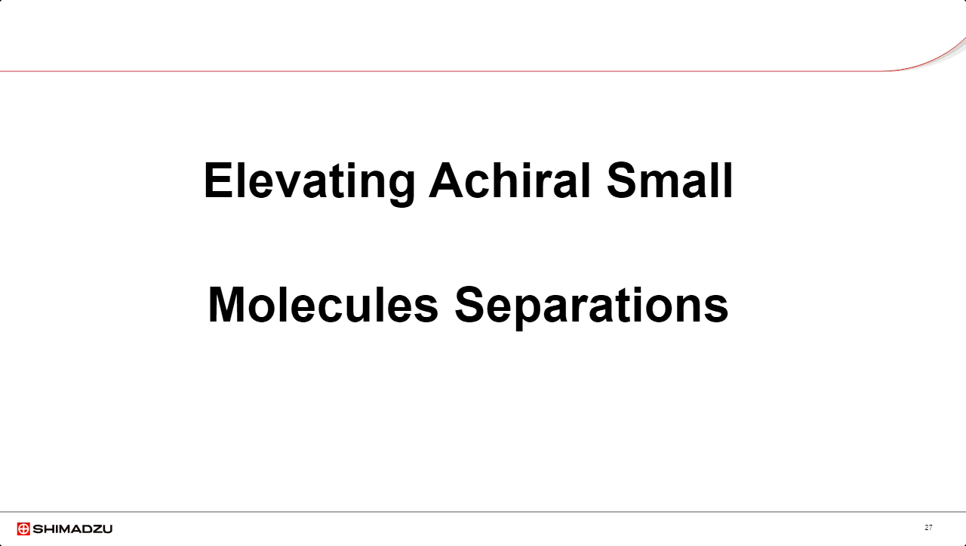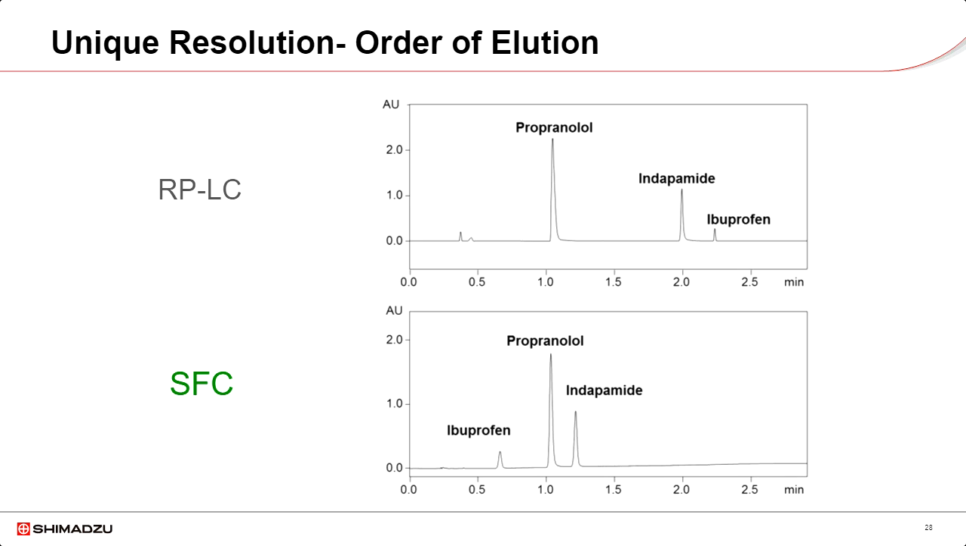So we've looked at SFC for chiral separations, and hopefully you've seen some great examples of how fast and how quickly you can do this. But not everybody's working with chiral molecules all the time. Does this work well with achiral? Let's take a look. So here's a real quick physics comparison, reverse phase versus SFC. Not only is SFC faster, but the order of elution can have a really big effect, especially if you're doing something in preparative separations.